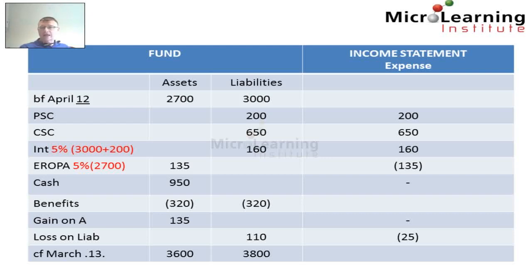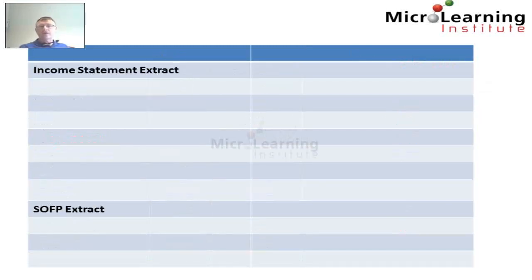So this slide shows us how we treat movements in the fund and how we take those movements in the fund to the income statement. Now we've got to look at what income statement extract we have for the activities of the fund and also what's left on the balance sheet.